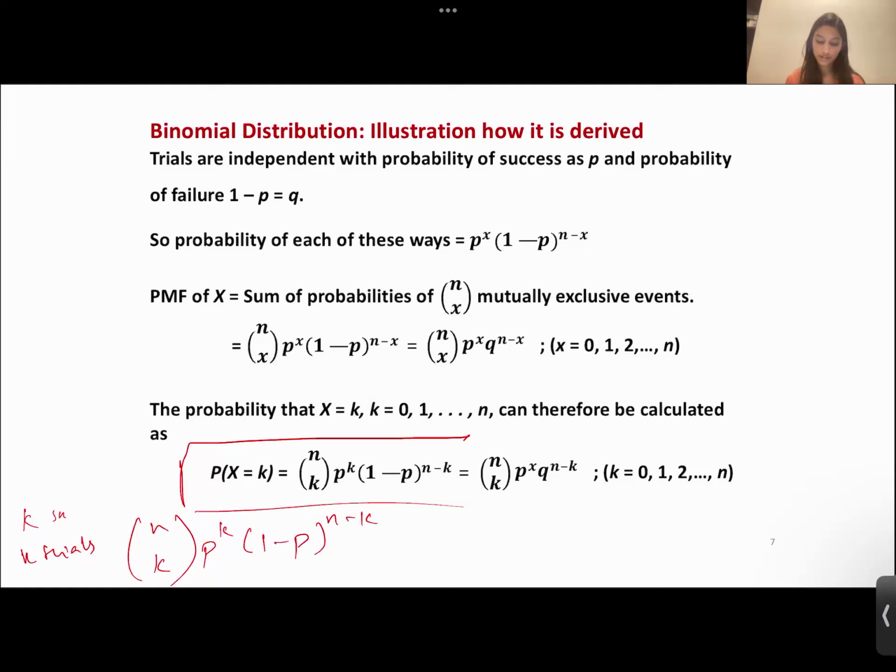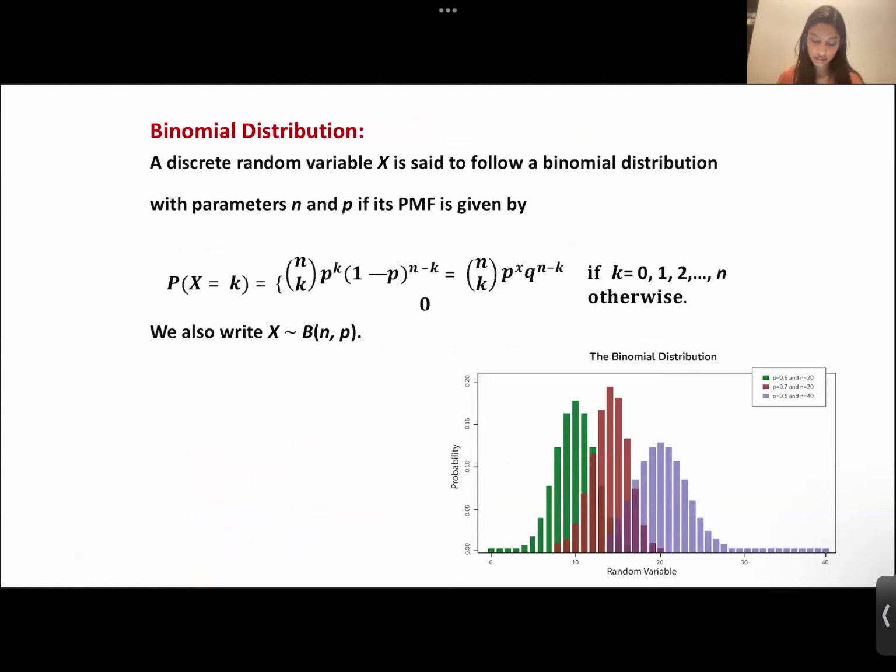Even if you don't remember this formula, it's easy to derive. So the PMF for X equal to K would be N choose K, P power K, 1 minus P power N minus K. And this is just a representation of this. It also follows a PMF denoted by this: if K is any number ranging between 0 and N, the probability follows this function, and it is 0 otherwise.